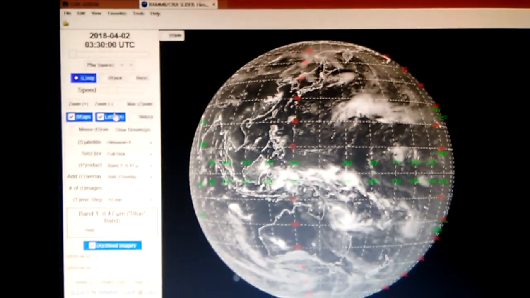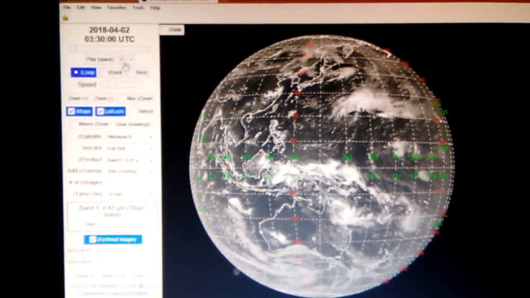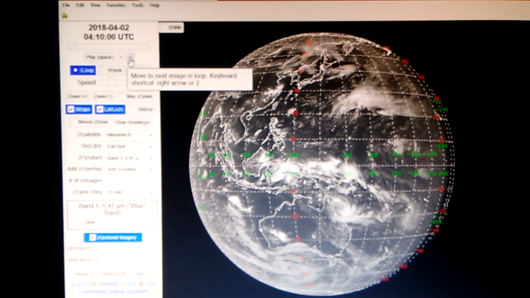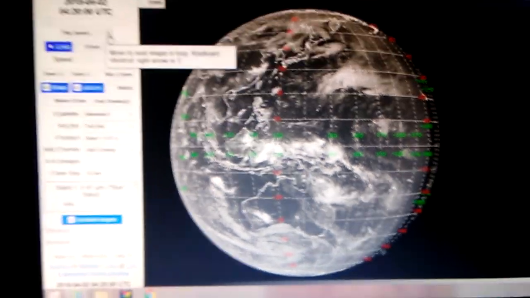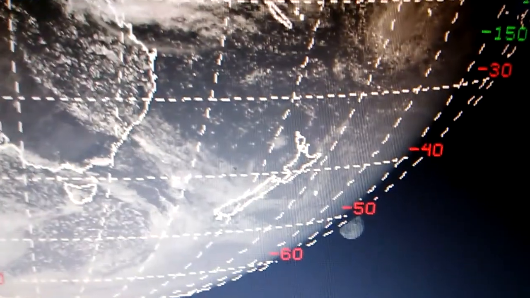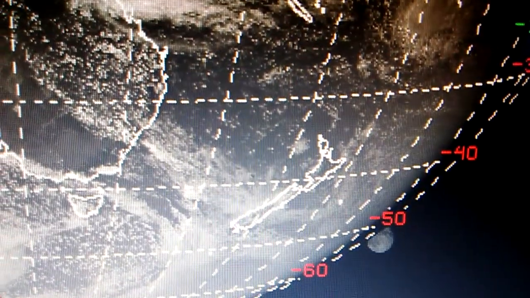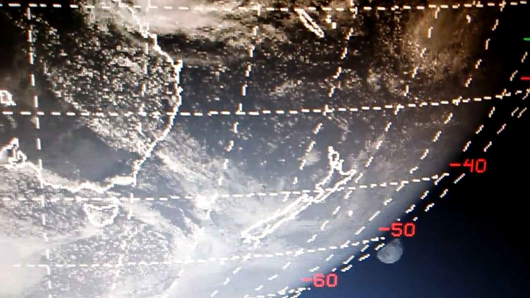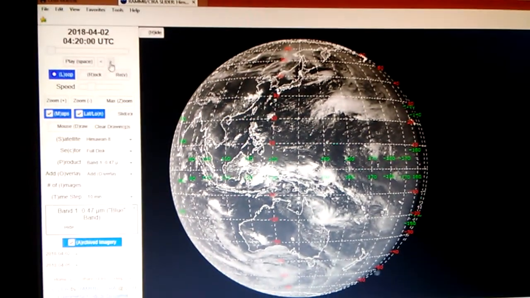It's on the 50-degree parallel. Okay, that's at 3:30 UTC. Now what we got over here, just a little below the 50-degree parallel. It's at 4:20 on the second UTC.